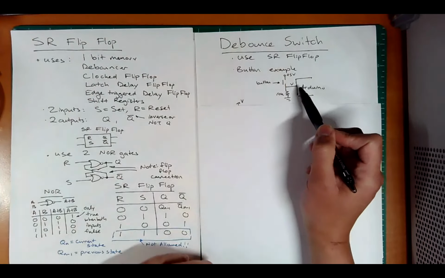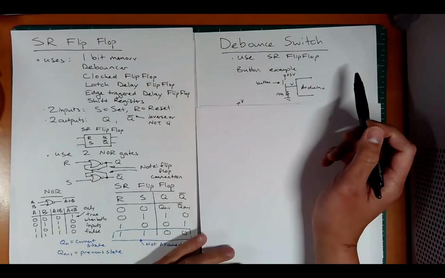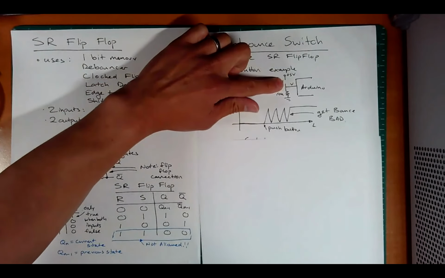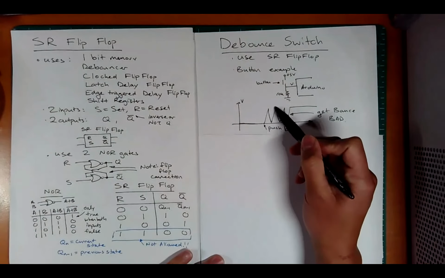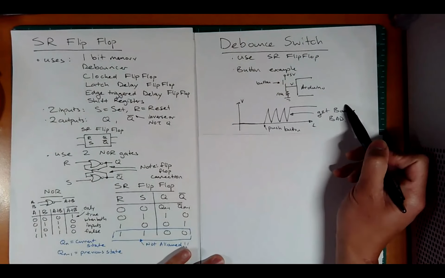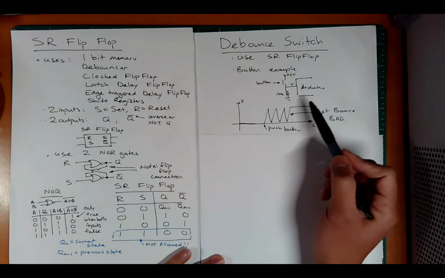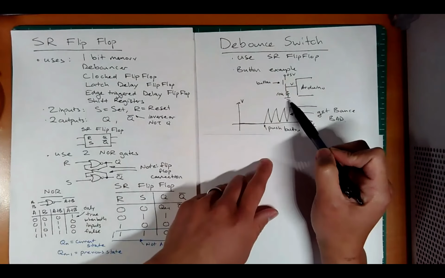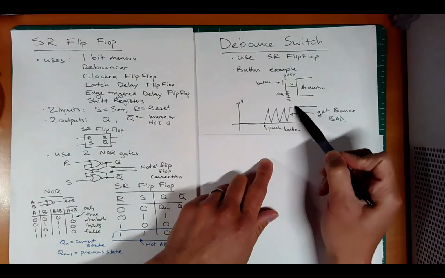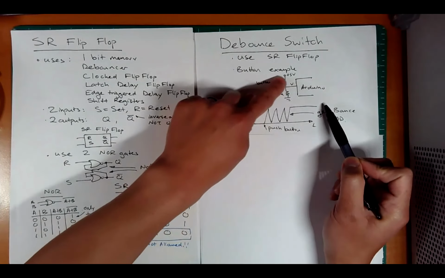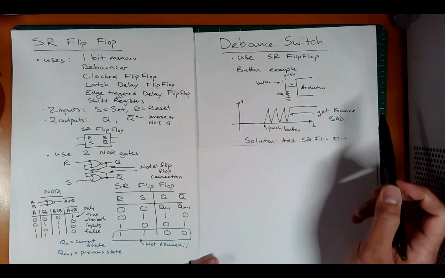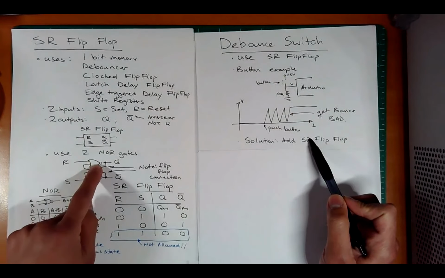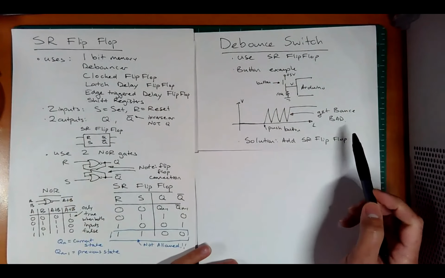Okay, so this is fine, but what if there's chatter? Because sometimes there's mechanical chatter. You press the button and you see something like this. Bink, bink, bink, bink, bink, and then it goes high. So this is bad because if you have, let's say, a circuit that's trying to count the number of times you've pushed a button, this might count 1, 2, 3, 4 pulses, right? When you only wanted 1, okay? All right, so what would be a solution? Well, we can actually add an SR flip-flop, and let's see how that works.